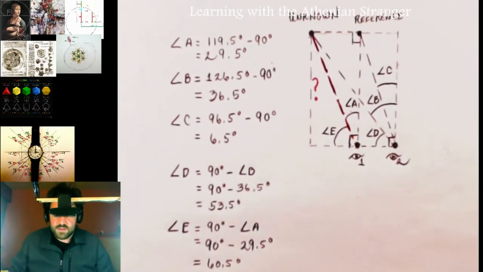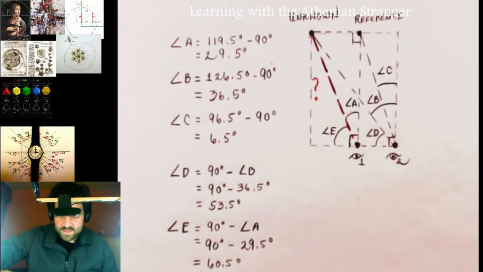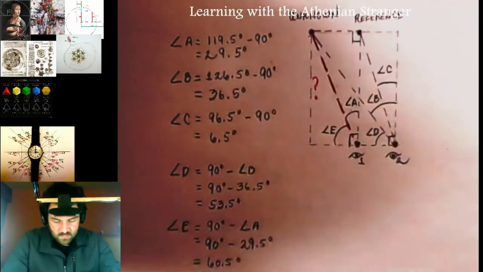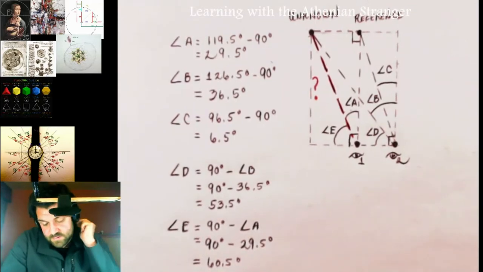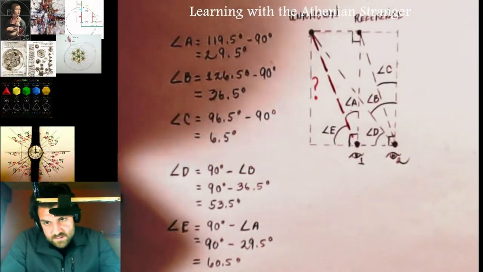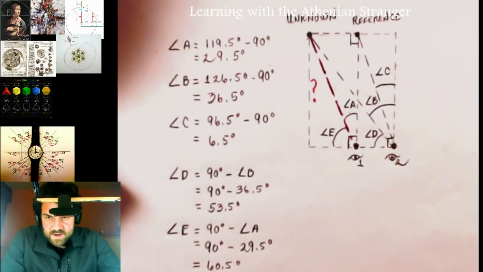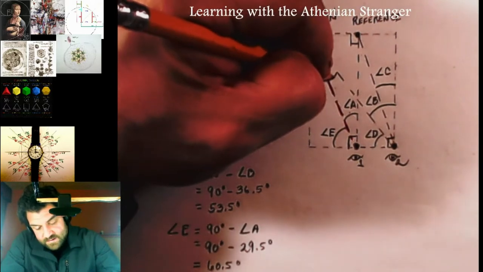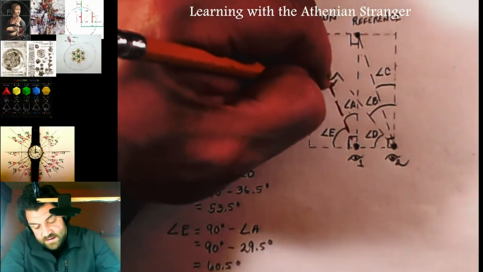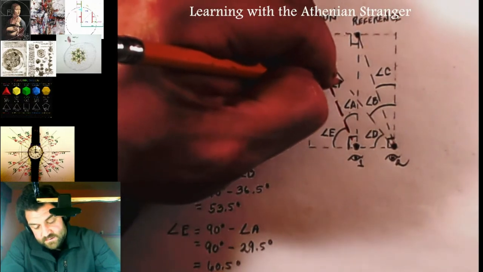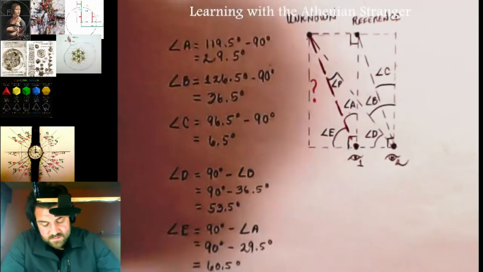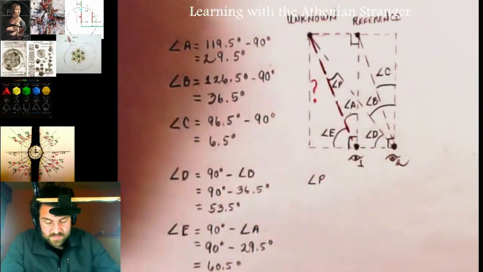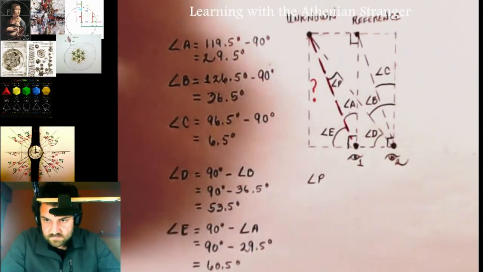Now we have these angles, and what we're really looking for, ladies and gentlemen, is an angle called the parallactic angle, and that is this one right here. We'll call that angle P for parallactic angle. To find angle P, we'll use some of the angles that we already found.